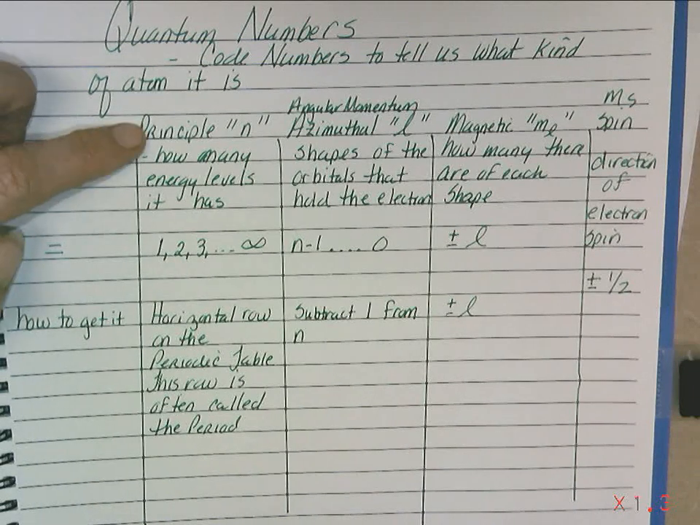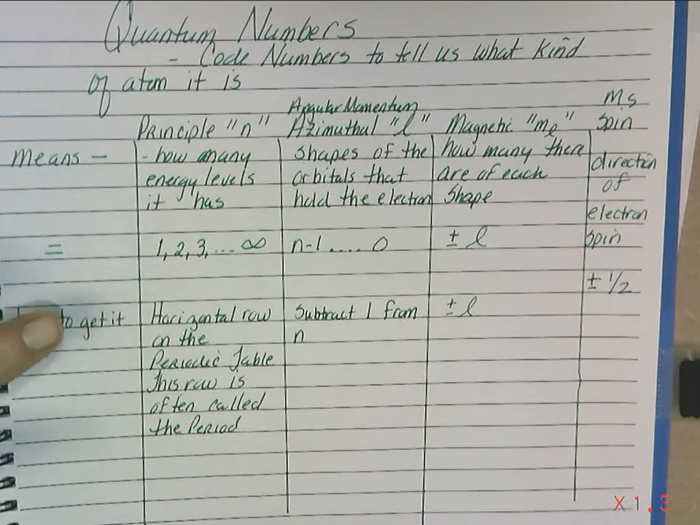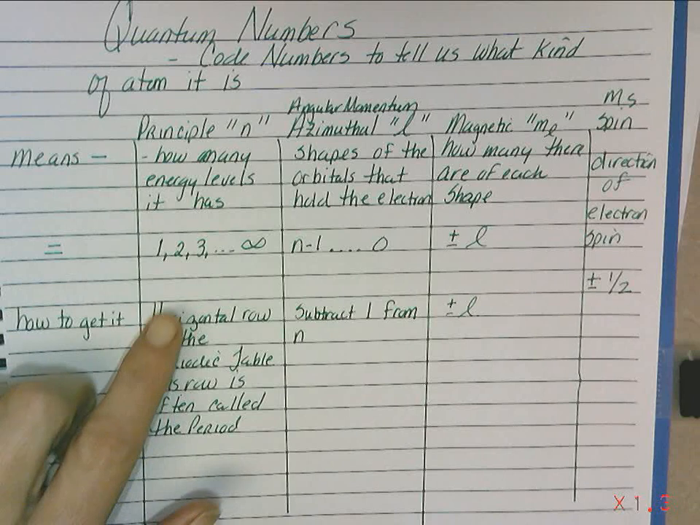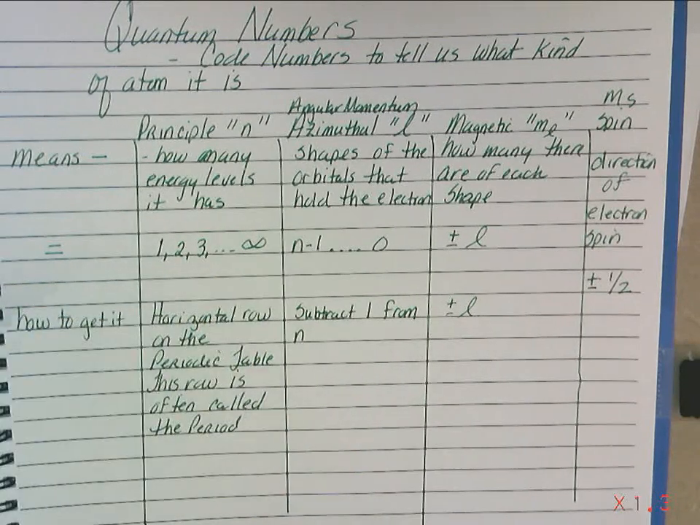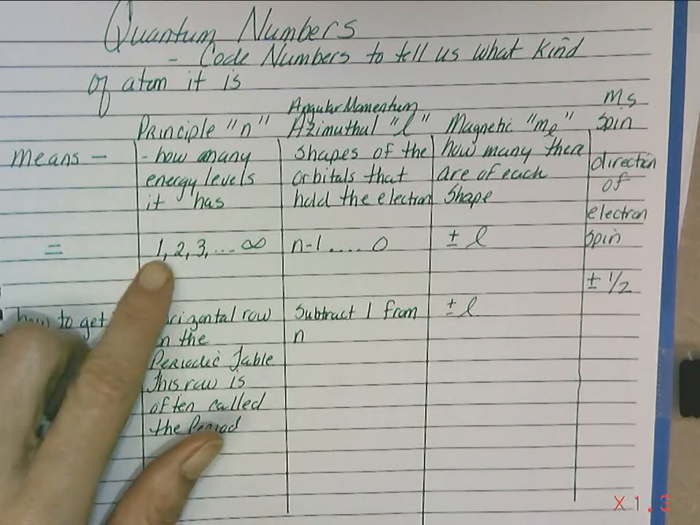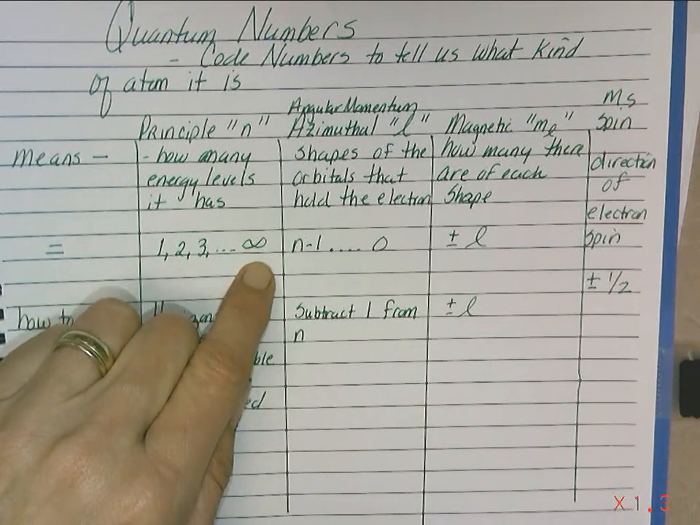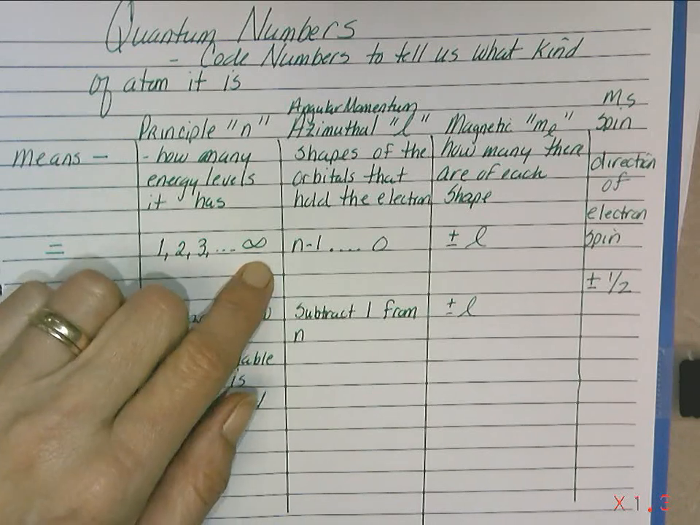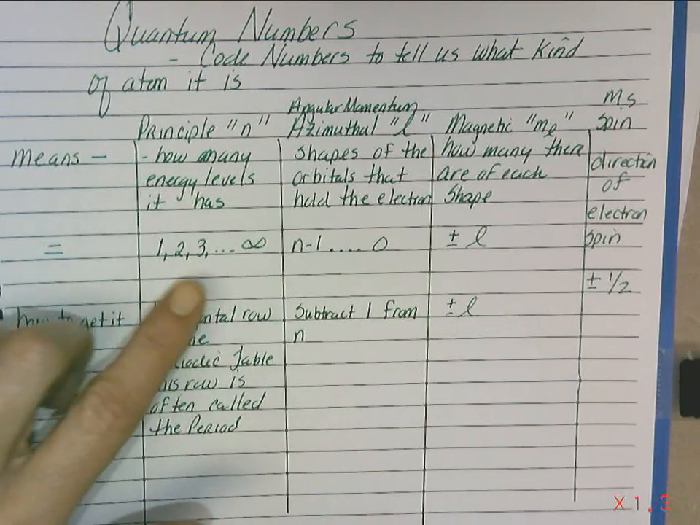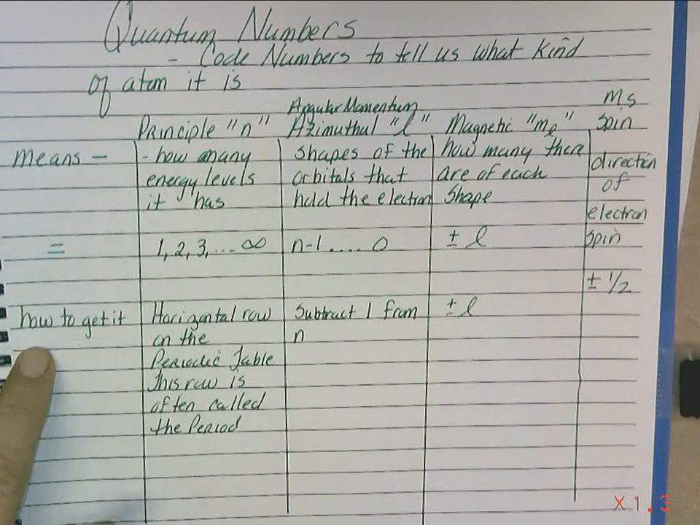So what can n equal? N can only equal 1, 2, 3, all the way up to infinity. N cannot equal 0. It cannot equal a negative number. It cannot equal a fraction. And it does go all the way up to infinity, but right now we only have 7 principal energy levels. So how to get it?